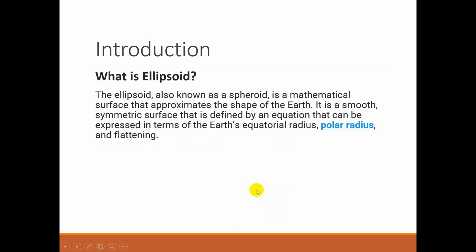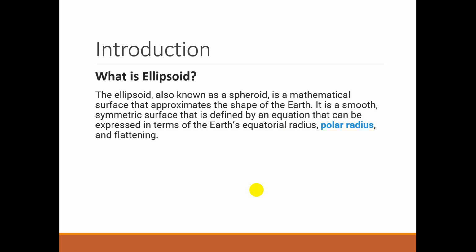Our topic, ellipse and ellipsoid. So let's define first what is ellipsoid. The ellipsoid, also known as a spheroid, is a mathematical surface that approximates the shape of the Earth.